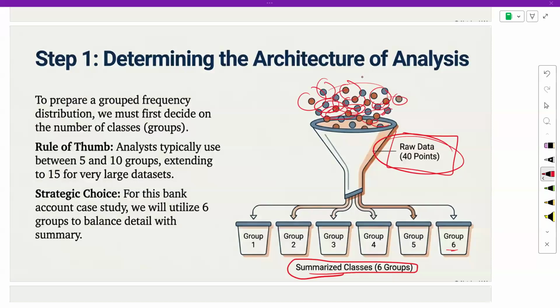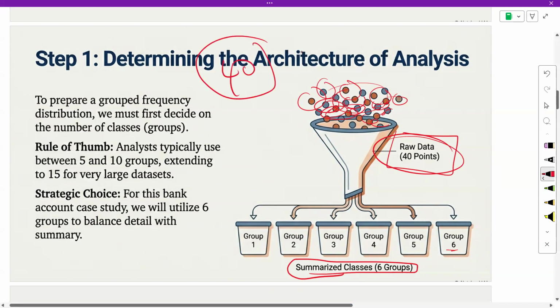Right, step 1. To prepare a grouped frequency distribution, we must first decide on the number of classes. How many classes do we have to maintain? Here we have 40 data points, and how many groups do we need? First we have to decide that aspect. How many groups? Here we decided to make 6 groups. Are there any rules of thumb? Are there any rules for that? Actually, there are no rules, but there are best practices.